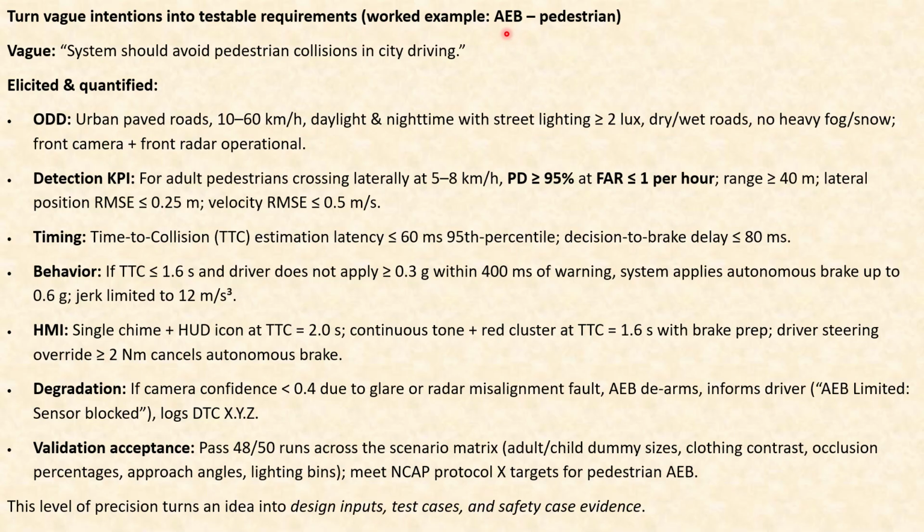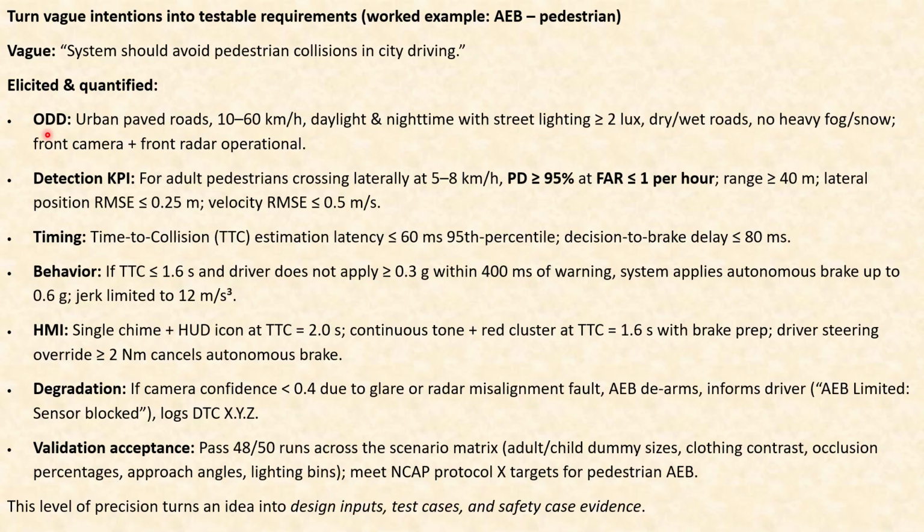For example, automatic emergency braking, which some people also call autonomous emergency braking. What is the vague requirement? What is the basic necessity of automatic emergency braking? The system should avoid pedestrian collisions in city driving. Now, what are the various elicited, quantified, and tangible outcomes?